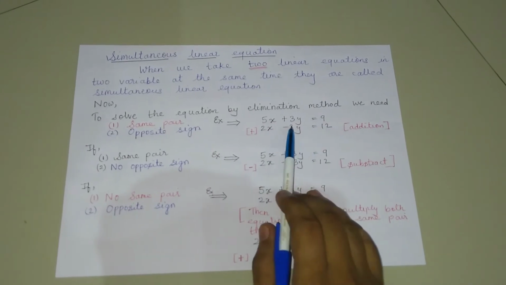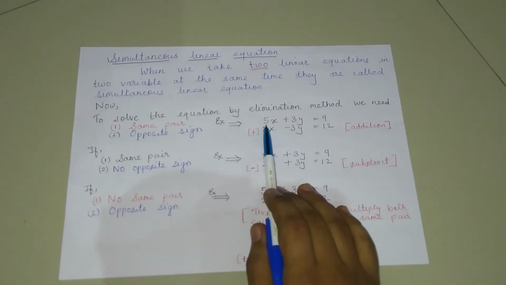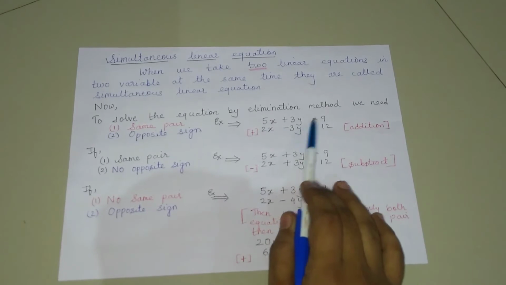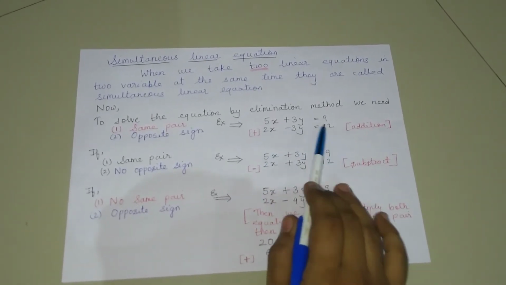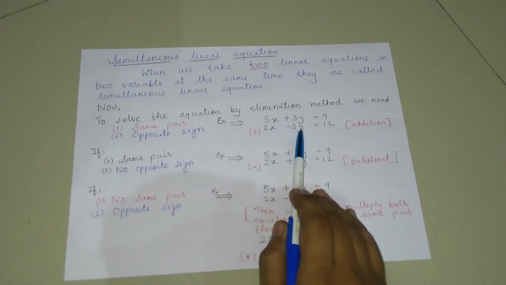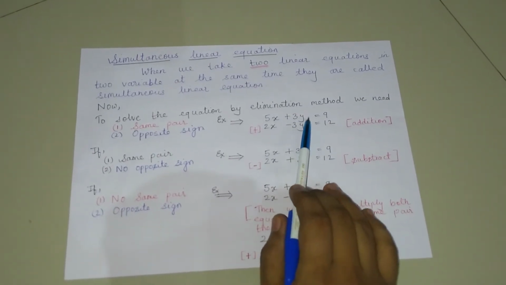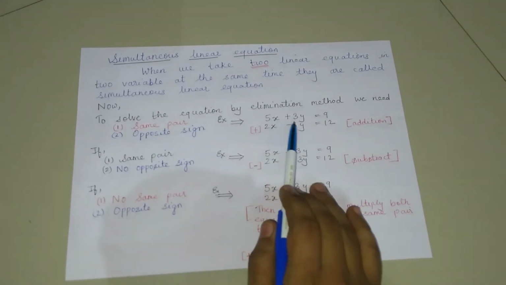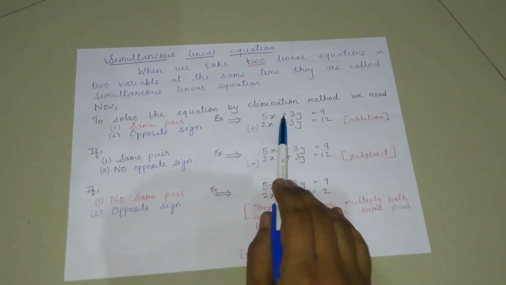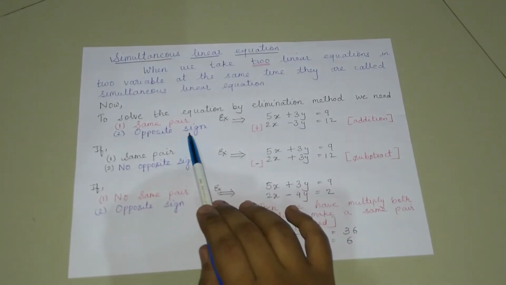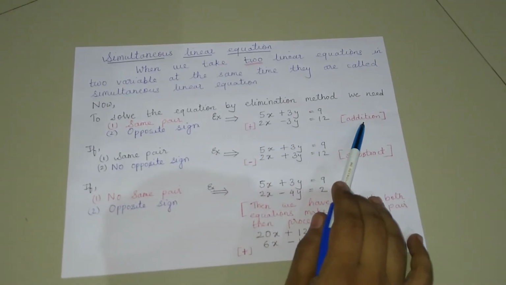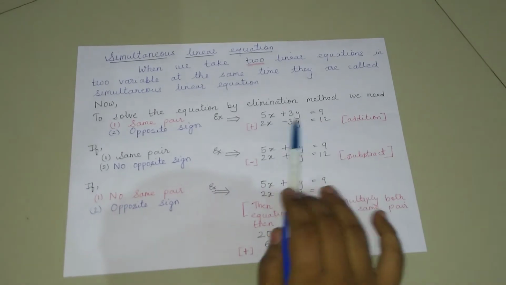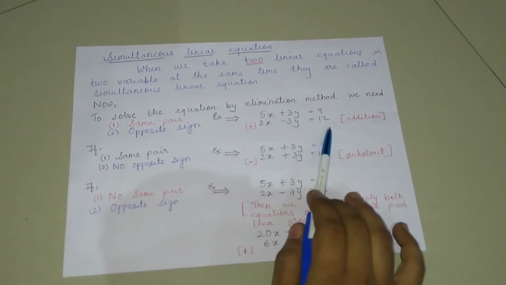The same pair and opposite sign means, for example, this equation 5x plus 3y equal to 9 and 2x minus 3y equal to 12. In this, 3y is common in both equations, so we have the same pair. The sign of this variable is plus and this one is minus, which means it is the opposite sign. So this kind of equation we can solve by addition. By adding these two equations, we can get the values of x and y.